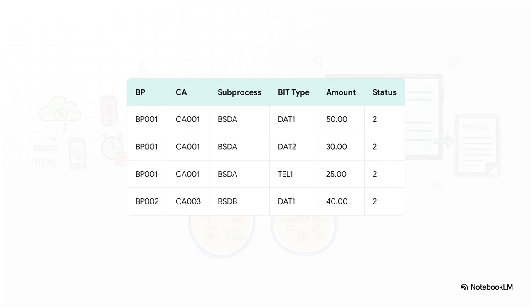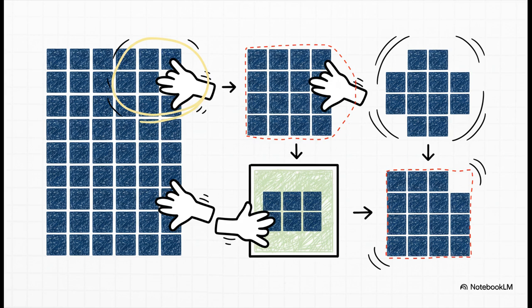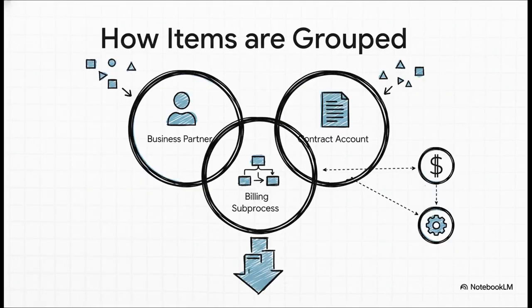What we're left with is a clean, curated list of only the items that are ready for the next stage. Okay, so selecting the right items is half the battle, but now the system has to organize them. It's not enough to just have a big list. It needs to start bundling them together into logical piles, because each one of these piles is going to become its own billing document.